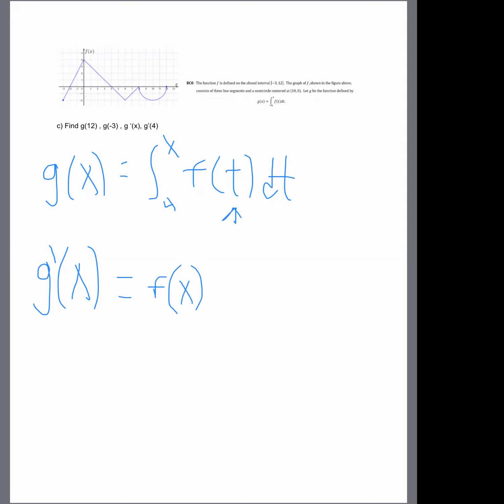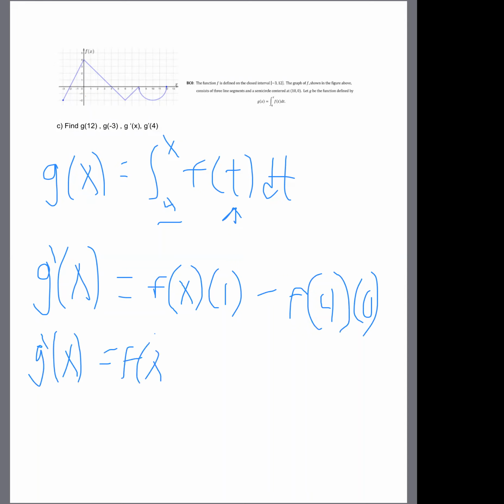You take the derivative of that value minus, and then you plug in the lower value and take the derivative of that value, which is 0. And there's a very easy way to remember it. It just ends up being f of x. But that's the full way to do it, if you just want to memorize one way. So really it's kind of this, but it really does simplify to that. And that's what you have to write. So that's g prime of x.